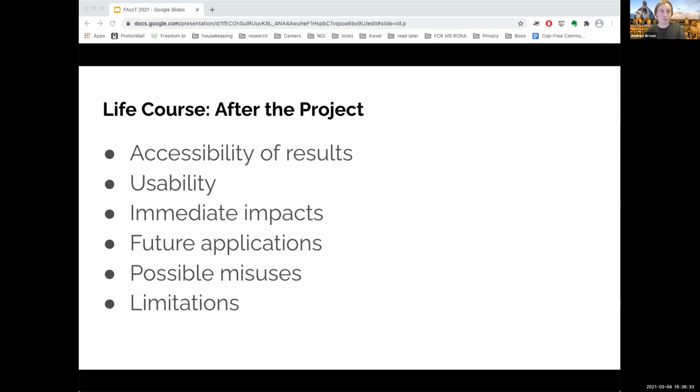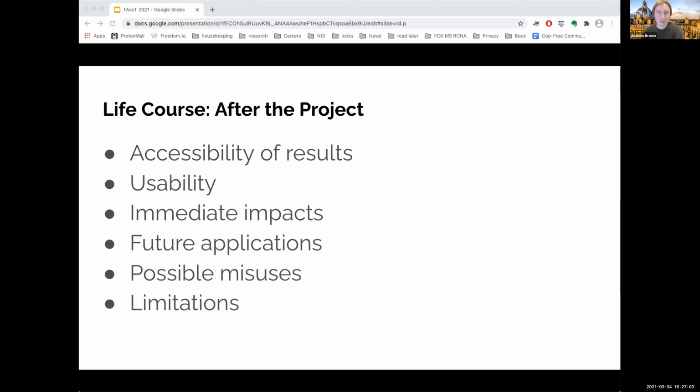For usability, who do the results or findings of the project benefit? Who is left out from being able to use or benefit from your projects? The immediate impacts are sometimes quite clear. Who might be the beneficiaries of the immediate impacts and who might be negatively affected? Like I said before, the future applications is important. You might be done with your research, but it lives on. How can you do your due diligence to ensure that it carries on a safe path?